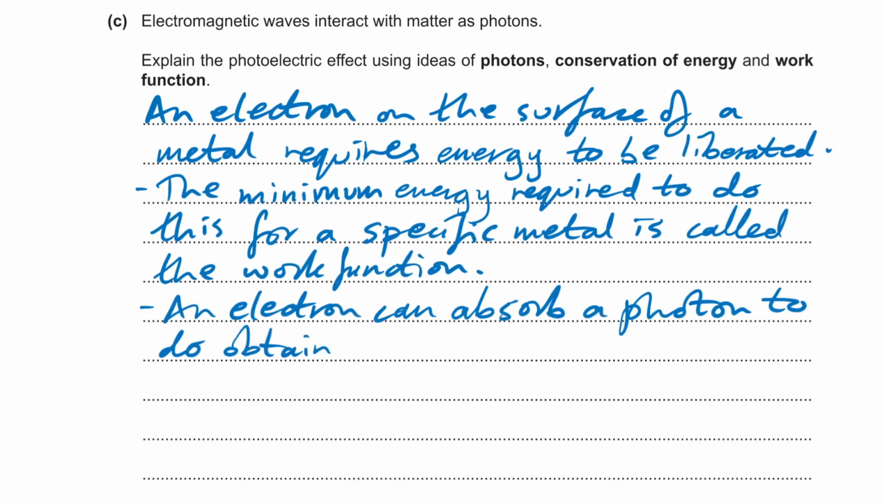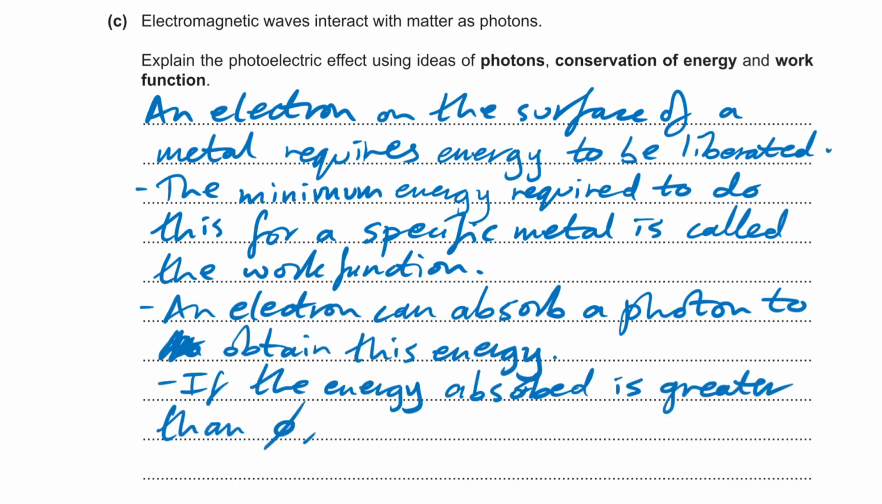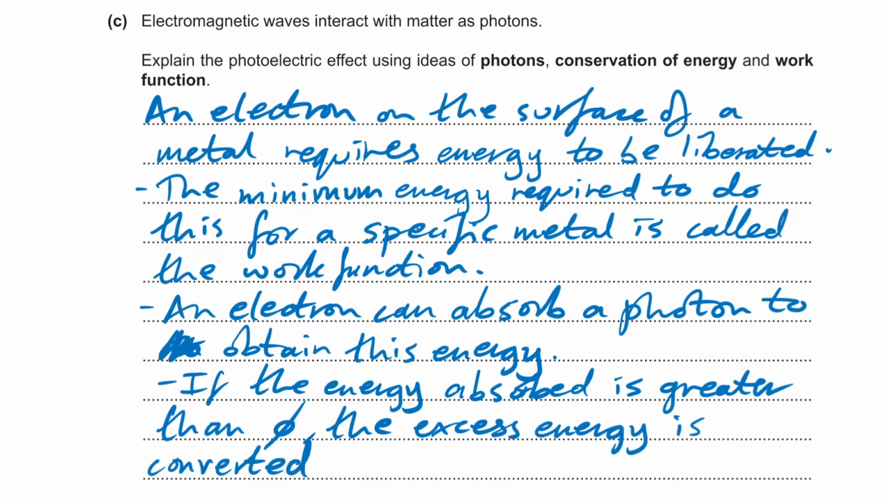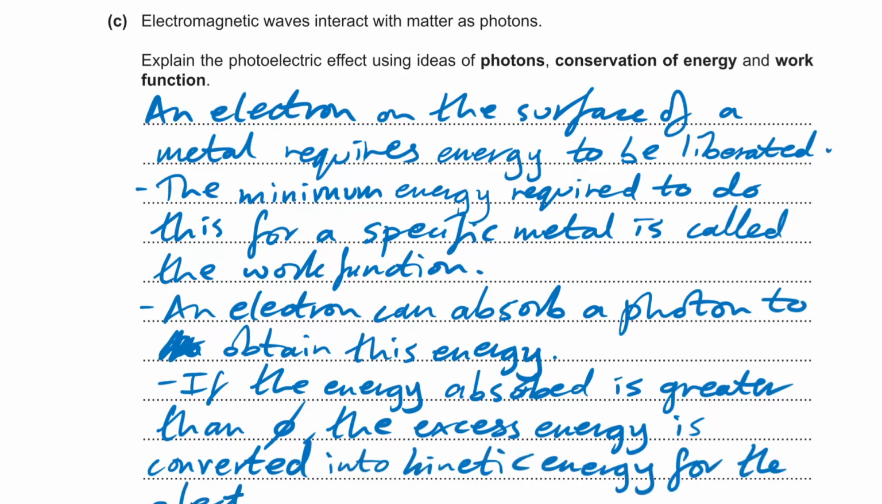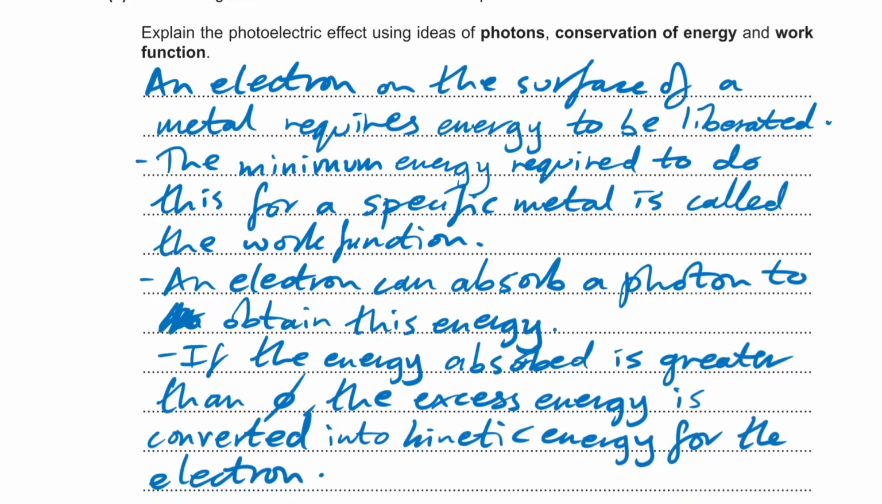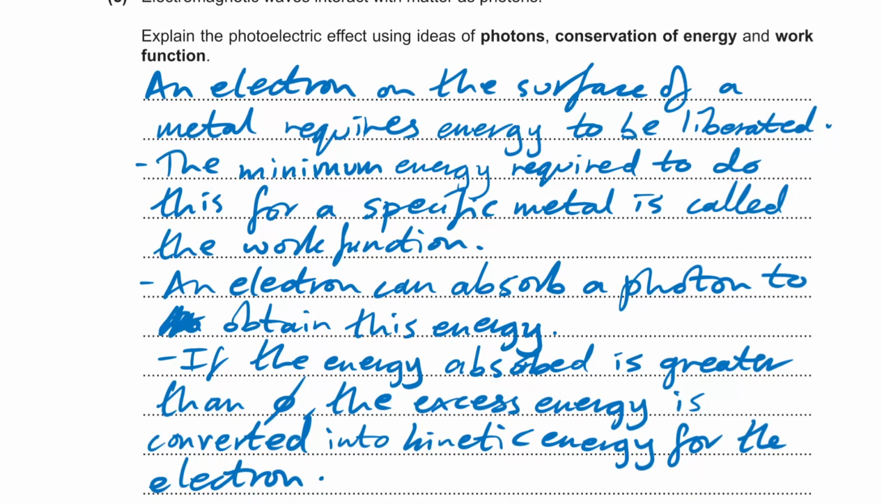How does this happen? Well, an electron can absorb a photon to obtain this energy. If the energy absorbed is greater than the work function, phi, the excess energy is converted. Again, I might get told off for saying that, but we all know what that means, so let's stop splitting hairs. The excess energy is converted into kinetic energy of the electron, of course, because energy has to be conserved. The excess energy can't just disappear into thin air.